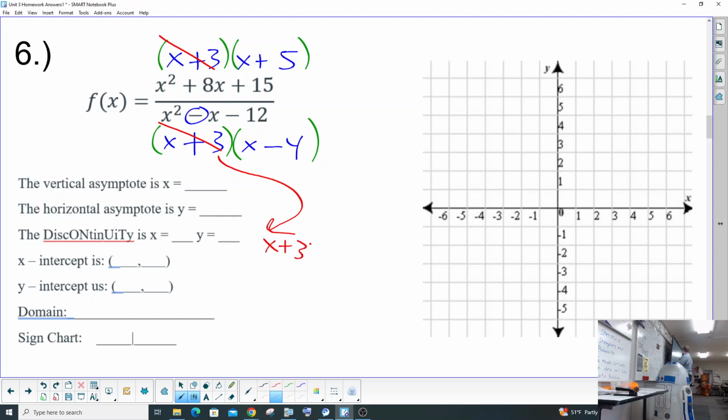And so we take that x plus 3 and we set it equal to 0. We minus 3 to the other side. And so we have an x value of our hole at negative 3.